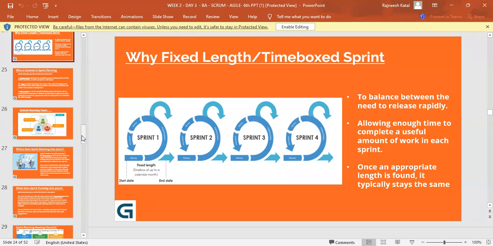Because to have a balance about the delivery, and how we release is also close to delivery. When we release something to the customer, it means we deliver something to the customer. Now this is also a synonym, it can be used interchangeably. It allows enough time to complete a useful amount of work in each sprint.